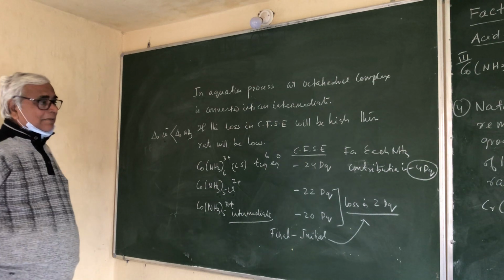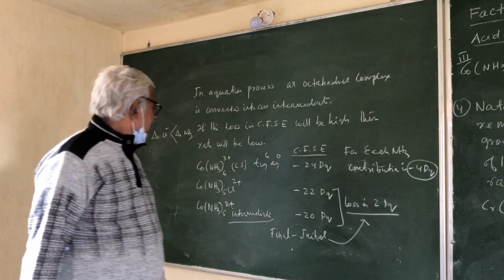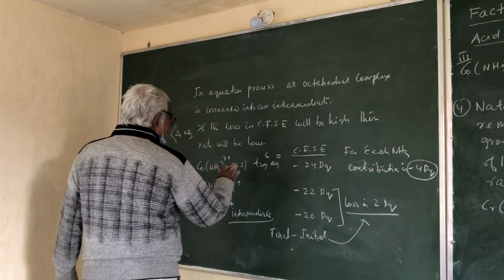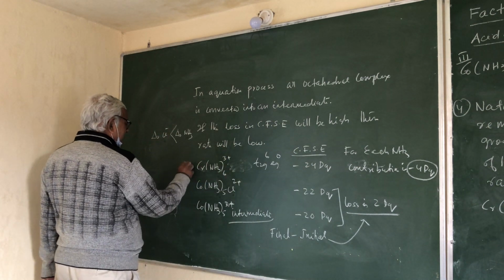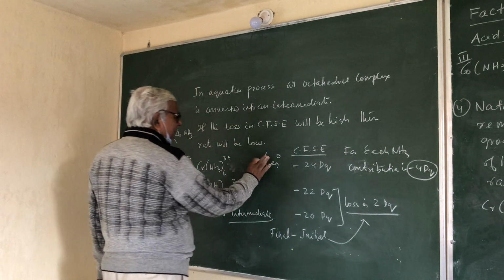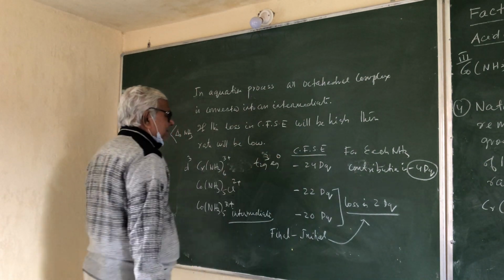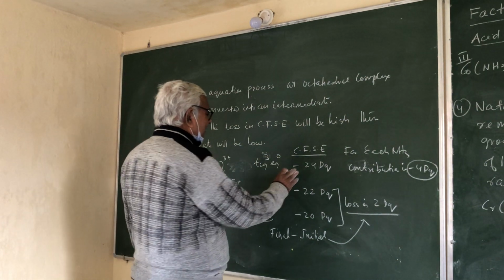So let us consider now the chromium complex. If you consider the chromium complex, chromium is d3, so t2g3 eg0, so this will be minus 12 Dq.